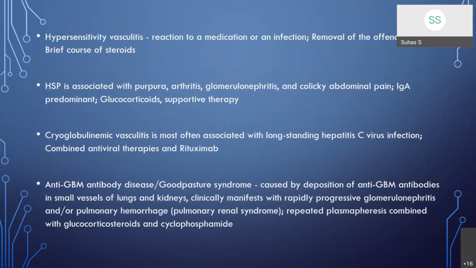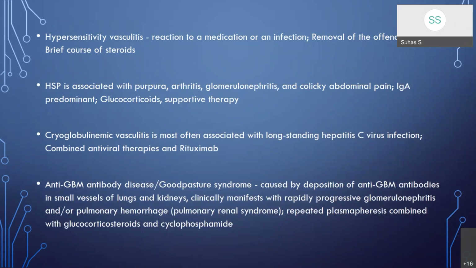Coming to hypersensitivity vasculitis, this is due to an allergic reaction to a medication or an infection. This is treated by removal of the offending agent and a brief course of steroids. Henoch-Schönlein purpura is associated with the presence of purpura, arthritis, glomerulonephritis, and colicky abdominal pain. IgA is predominant in this, treated using glucocorticoids and supportive therapy.